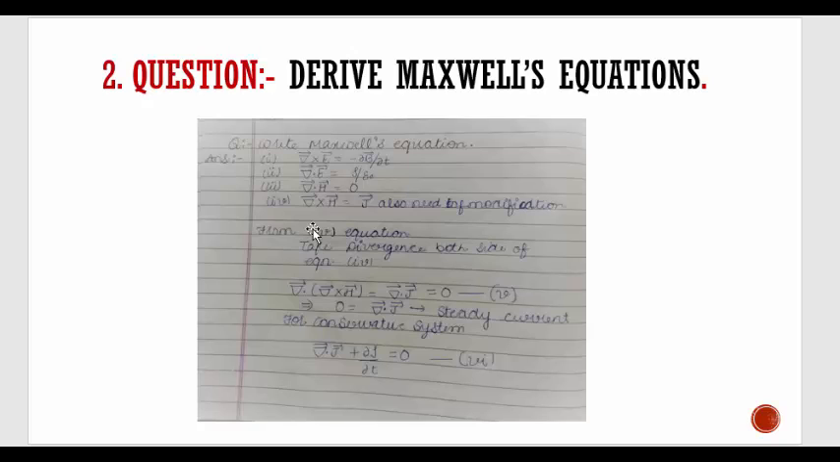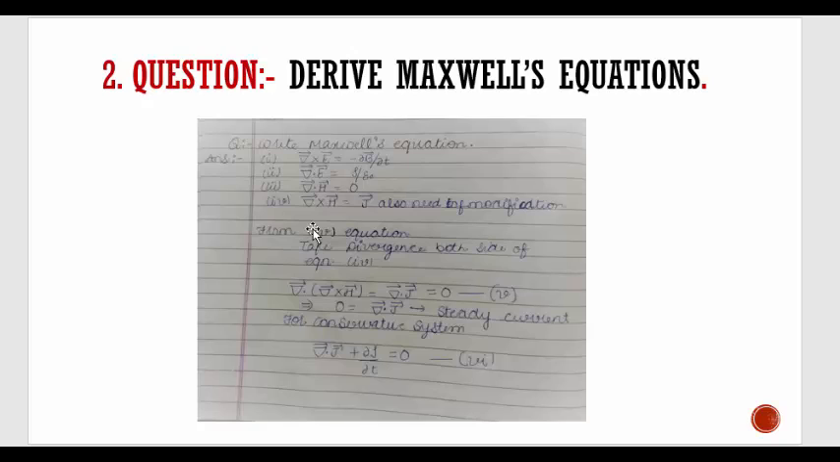And the first Maxwell equation is del cross E is equal to minus ∂B/∂t. The second Maxwell equation is del dot E is equal to rho over epsilon naught. Third is del dot B is equal to 0. And fourth is del cross H is equal to J.